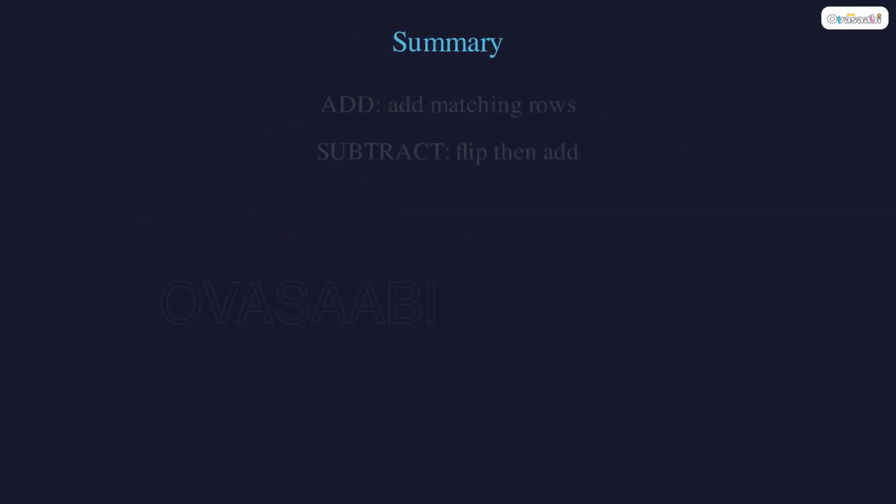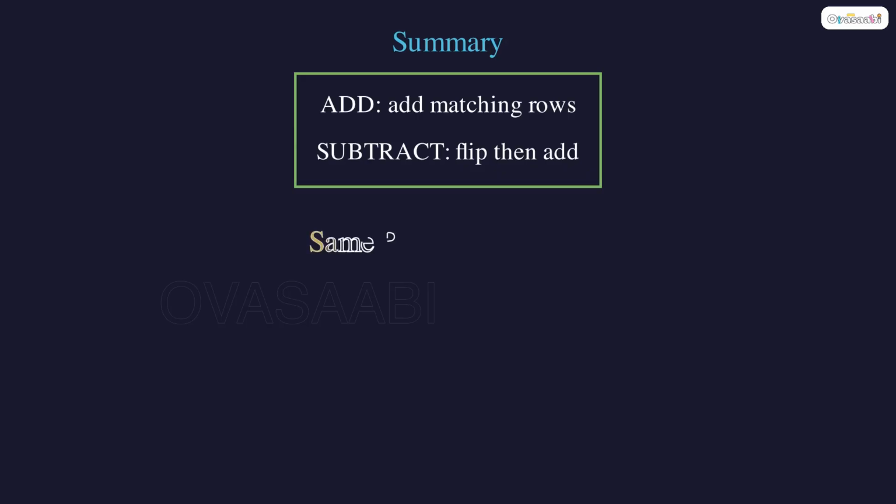Remember, same row, same flow. Add tops together, add bottoms together. For subtraction, flip the second vector first, then add. That's your exam trick.